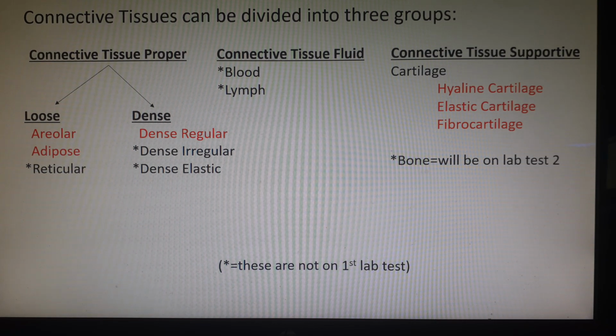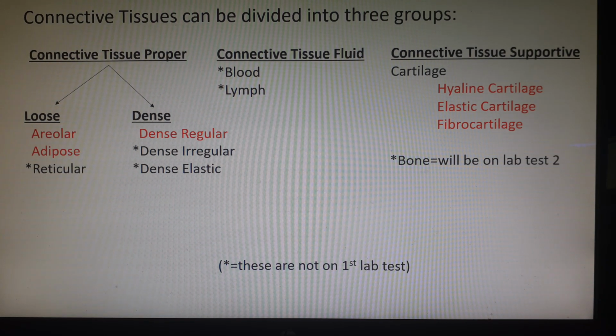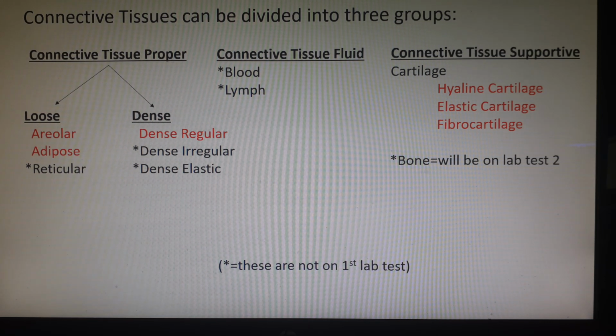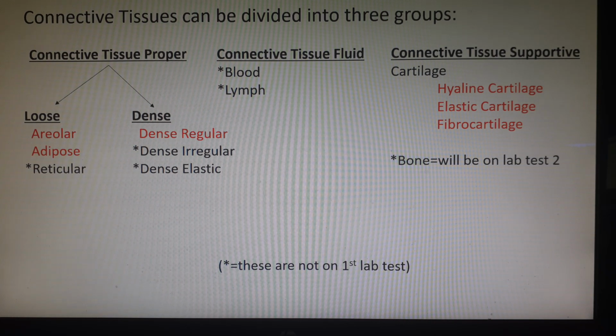There is also dense elastic. Now, this is different from elastic cartilage, and you always have to say dense elastic or elastic cartilage. You cannot just say elastic or it'll be wrong. Dense elastic means that we have a lot of elastin fibers rather than collagen fibers, and we tend to put these things in the extra stretchy ligaments of the spine, or maybe even in the walls of blood vessels that need to contract and dilate. Okay, so those are the connective tissue propers.